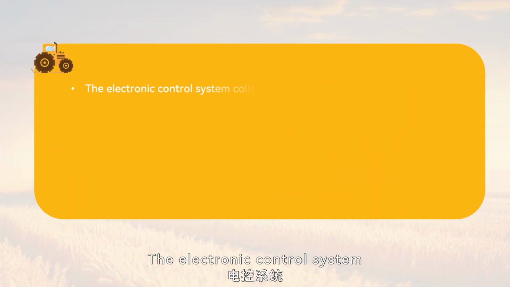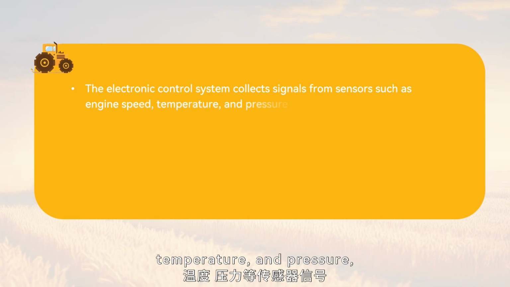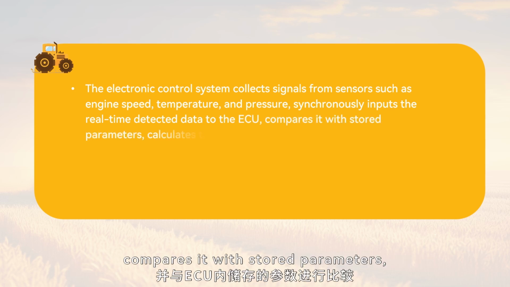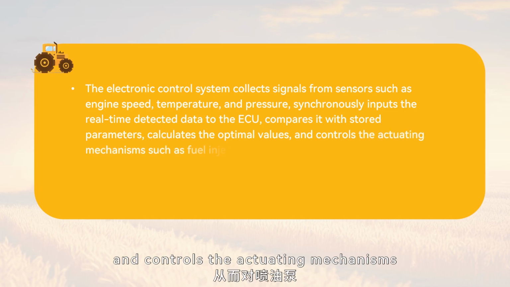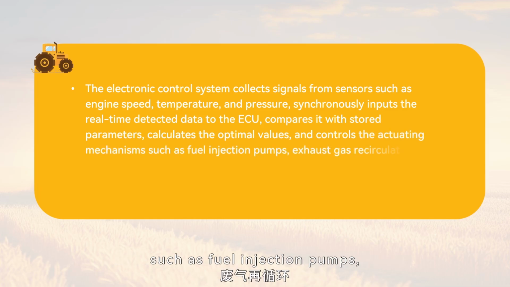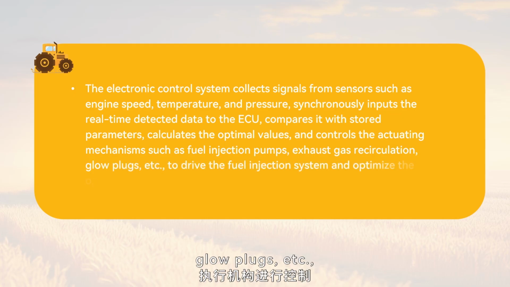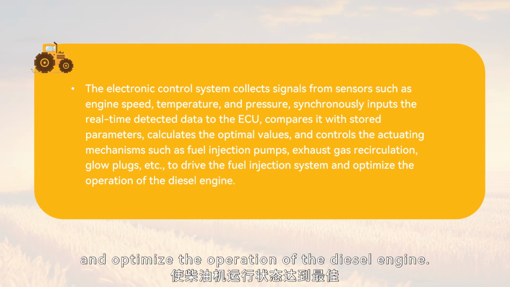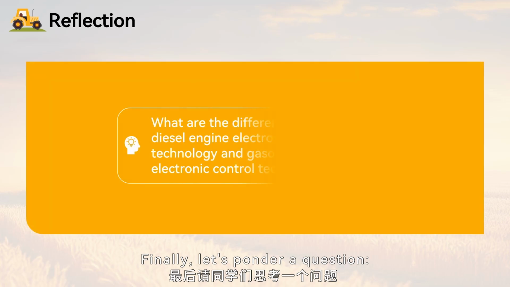The electronic control system collects signals from sensors such as engine speed, temperature, and pressure, synchronously inputs the real-time detected data to the ECU, compares it with stored parameters, calculates the optimal values, and controls the actuating mechanisms such as fuel injection pumps, exhaust gas recirculation, glow plugs, etc., to drive the fuel injection system and optimize the operation of the diesel engine. Finally, let's ponder a question.